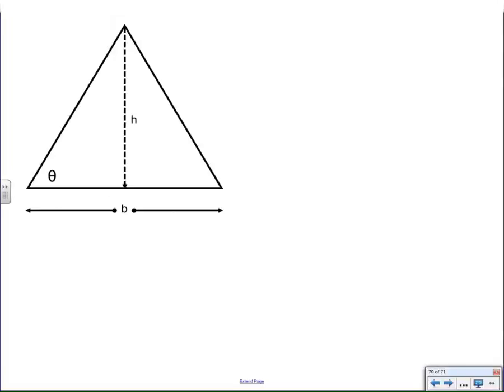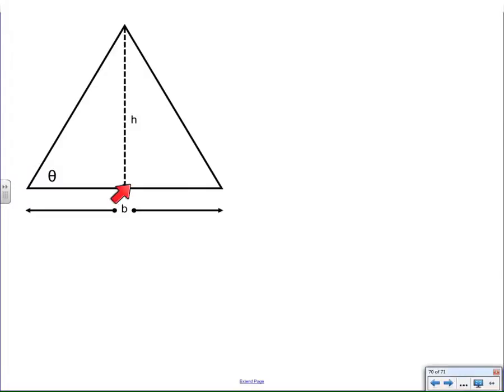Today's video is going to explore the origins of the double angle formula for sine. Before we get there, we're going to reveal a trick for finding areas of any triangle.